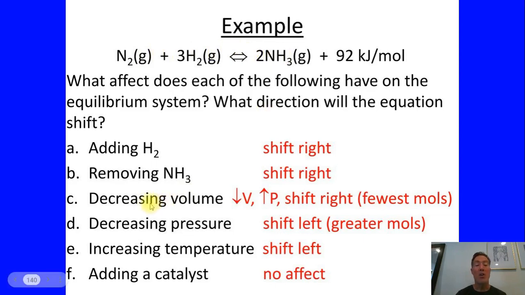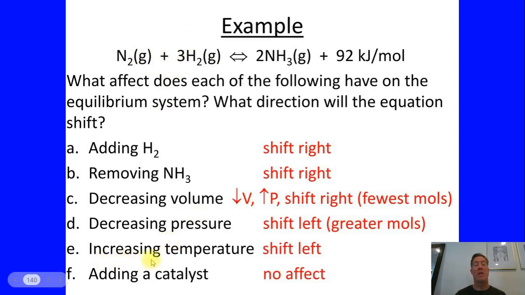If we decrease volume, that's going to increase pressure, and so the system is going to shift to the side with fewer moles. We have 4 moles on this side, 2 moles on this side. If we squeeze the pressure down, the system's going to respond to that increased pressure by trying to relieve that pressure and repackaging from 4, which takes up more space, to 2, which takes up less space. Conversely, decreasing pressure, the system will respond by shifting from the side with fewer moles to the side with more moles to help take up that extra pressure or that extra space.